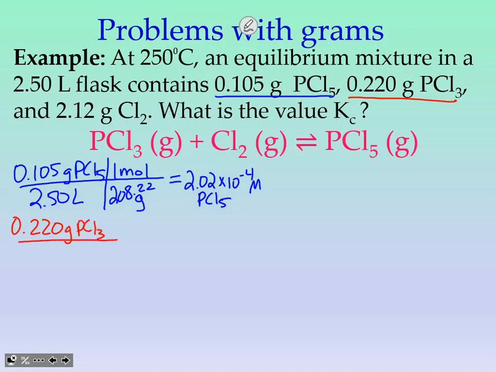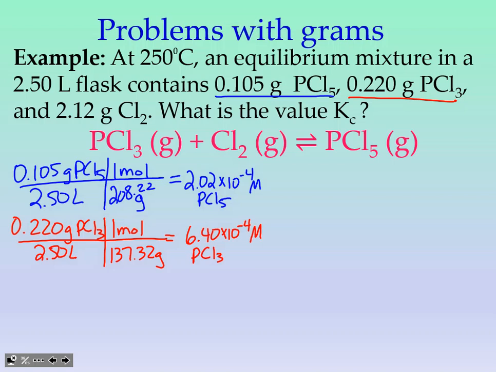Phosphorus trichloride, here we go. I'm getting 137.32 for the molar mass and 2.5 liters. And we get 6.40 times 10 to the minus 4 molar PCl3.